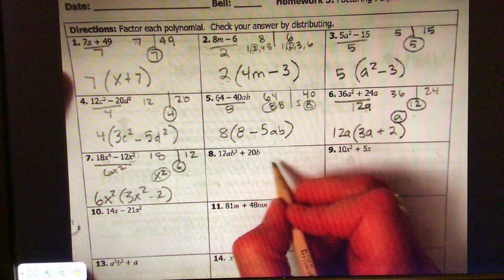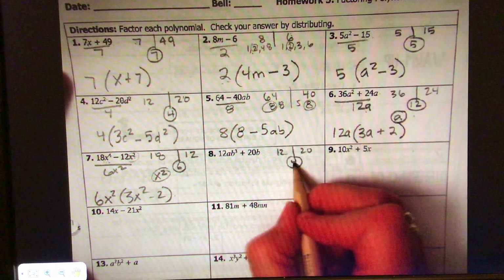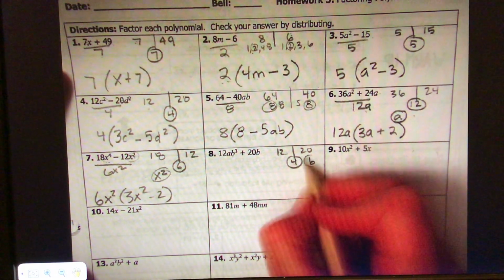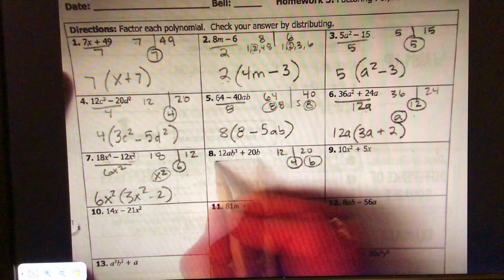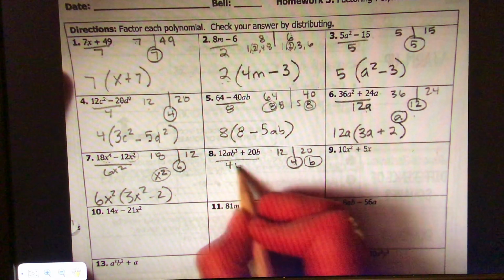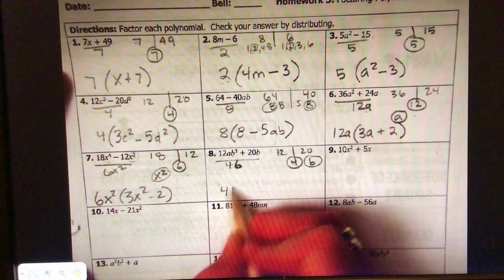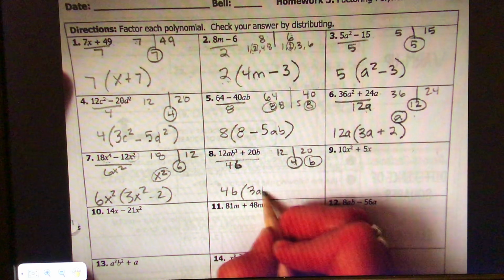Moving right along, I know that I have 12 and I have 20, and my GCF is 4. I also have a b term. So b is my variable. So I'm going to put all of that over 4b. Sorry, make sure that looks like a b. 4b outside, divide: 3ab squared plus 5.